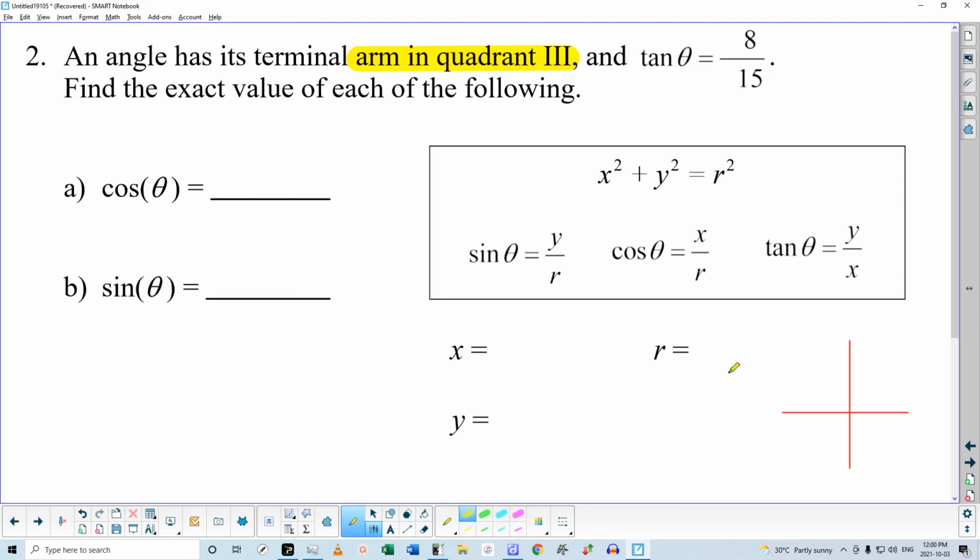And the reason why it's important is when you take a look at quadrant 3, it's a location on the coordinate grid where both x and y are negative.